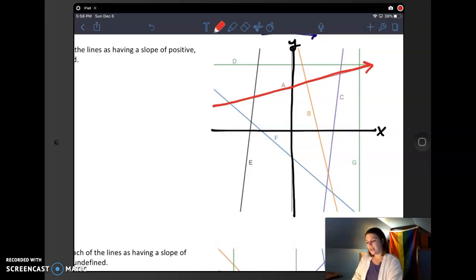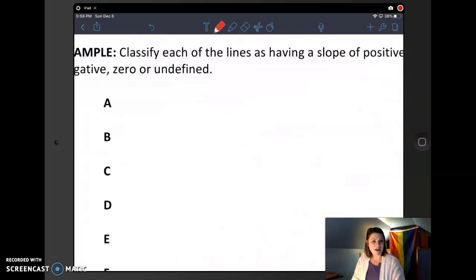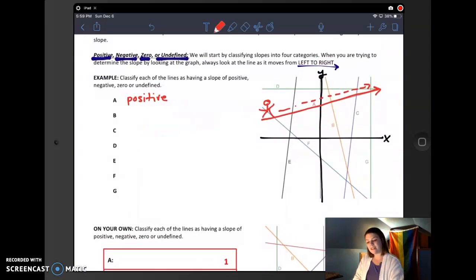In this case, another thing that I like to do is I put a little person on the left-hand side of my line, and I say, okay, is this person walking uphill or are they walking downhill? Pretty clearly, I think here they're walking uphill. So up is a positive slope. So this line has a positive slope.